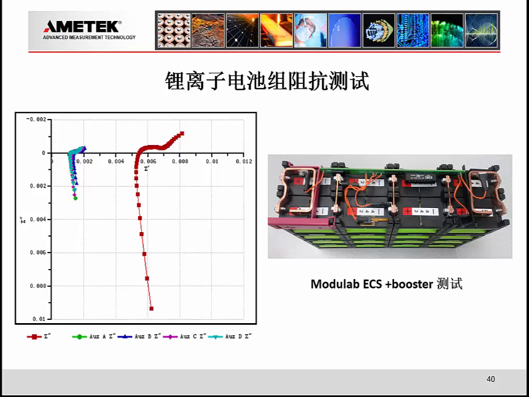Okay, so let's take a MODULAB ECS and put a booster on it, and let's study not just a stack of batteries, really, but a stack of stacks of batteries.